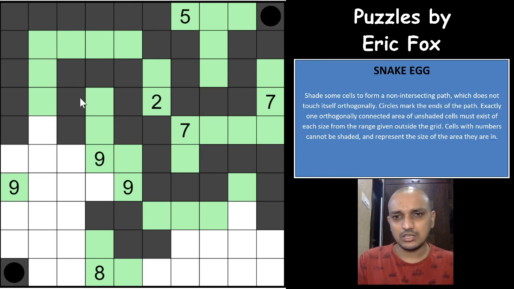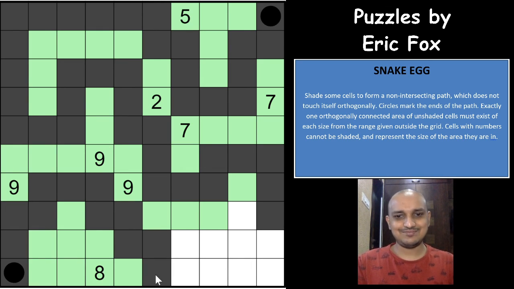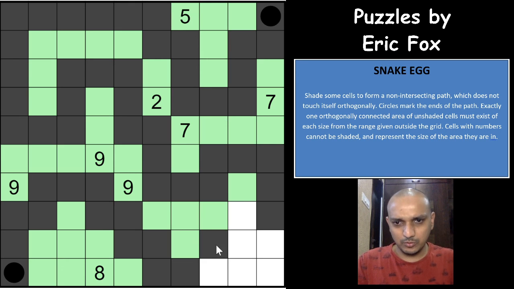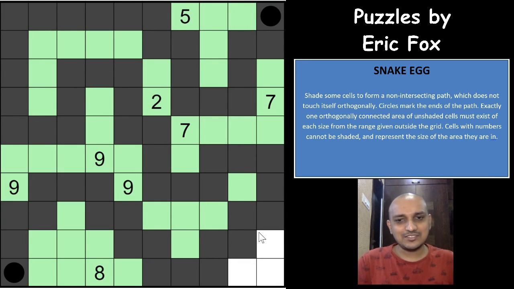You have 6 cells. 7 is already done, 8 is already done, 9 is already done, so it cannot be greater than 6. So do you have a this way, and 9 is also done. Wow, 9 is also done, and 8 is also done. That is excellent. So we have 9, 8, 7, 6, 5. So this would have to be 4, and that completes this puzzle.